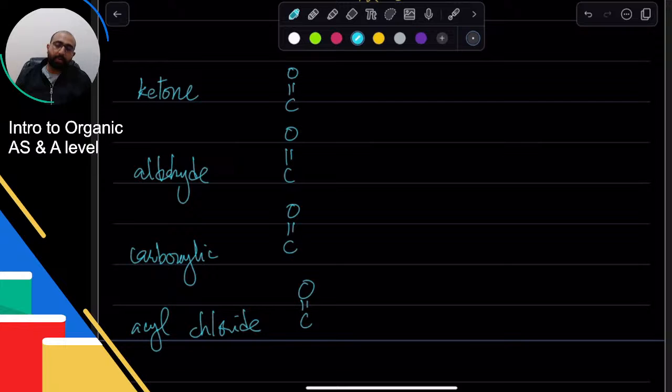Alright, so now how are they different from each other? With a ketone, you have carbon on both sides.